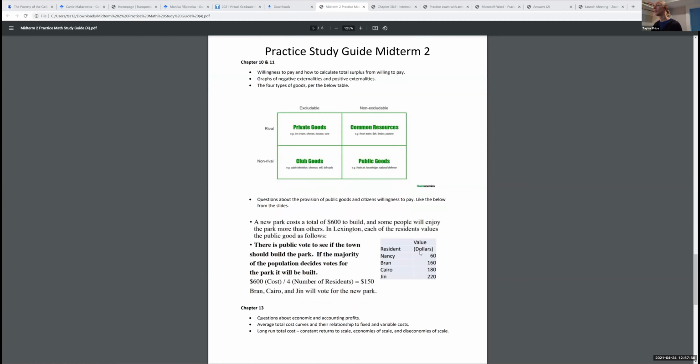And also willingness to pay questions, and questions about if a group of residents value something, like an additional acre in a park, let's say, at each price level, make sure to understand how to work out if they are going to get a benefit from that park, similar to this question.